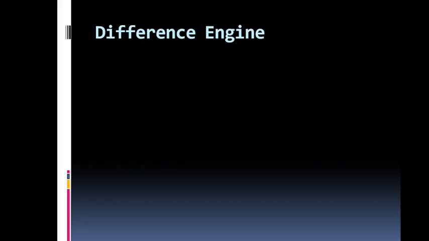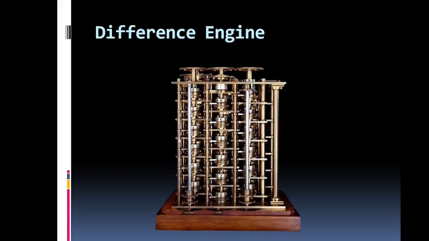Differential engine. In the early 19th century, Charles Babbage created the differential engine. It was a mechanical computer that could do basic computation. It was a steam powered calculating machine used to solve numerical tables such as logarithmic tables.